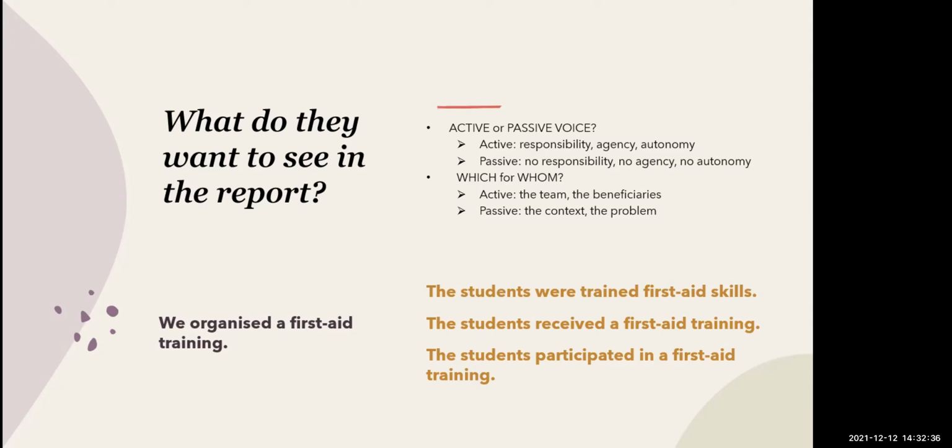And then we have the students participated in a first aid training. So this one showcases more autonomy and agency from the point of view of the students. So it portrays the students to our financial donor as independent and autonomous youth. They really take part in something. They take some kind of action. They don't just go to the school and receive a training.